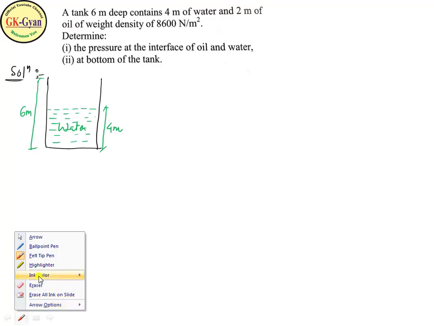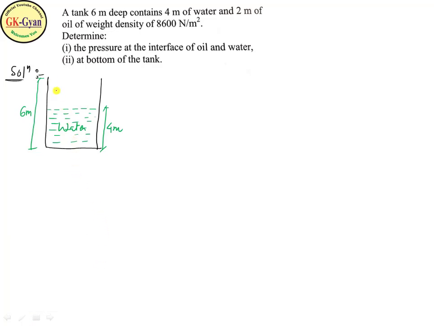Now the remaining 2 meter of the tank contains 2 meter of oil. So consider this is the oil. This will be oil of 2 meter. And the weight density of oil is given as 8600 Newton per meter cube. This oil is open to the atmosphere, that is a free surface. So take this as P1. Pressure at this free surface is P1, that is P atmosphere, and P atmosphere, while calculating the gauge pressure, we have taken as 0.